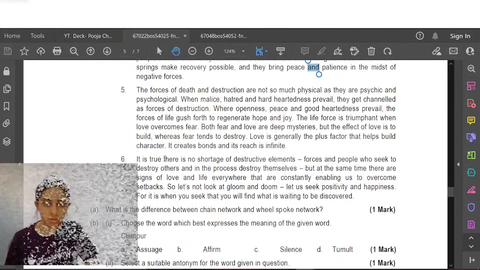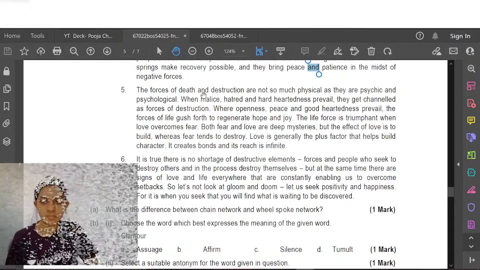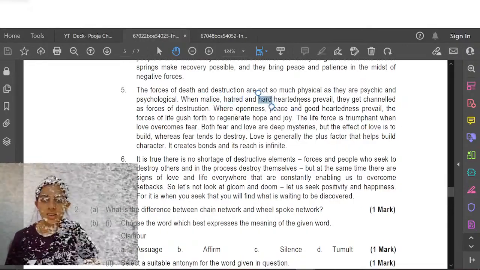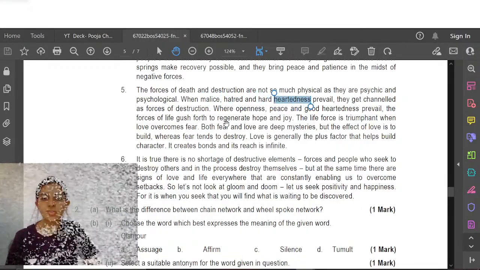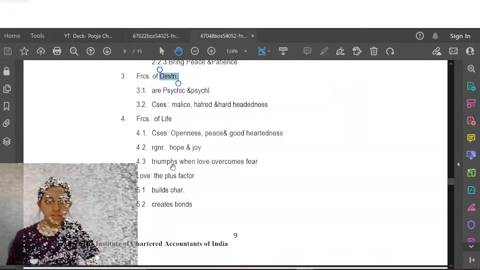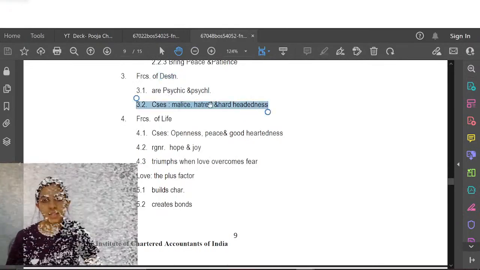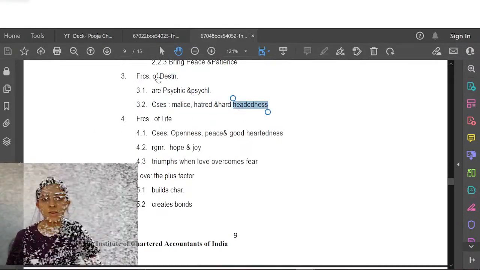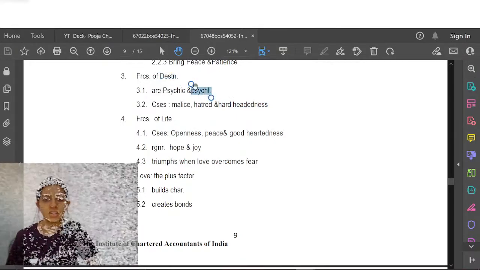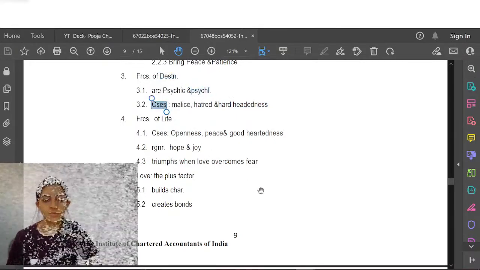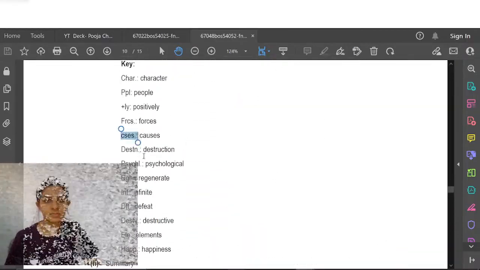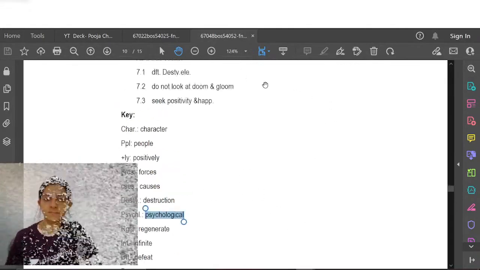What can be the causes of this? The causes could be malice, hatred, hard-heartedness. All of this could be the causes: malice, hatred, and hard-heartedness. This is forces of death and destruction. They are psychic and psychological. Every time you write short words, you'll have to remember to put it into the key. See? Okay.